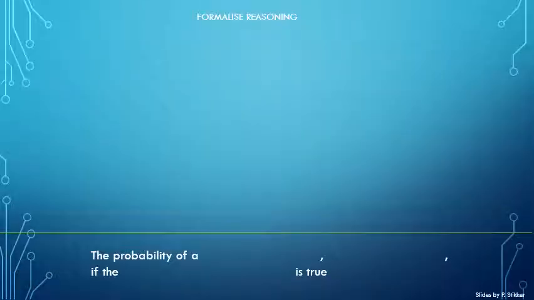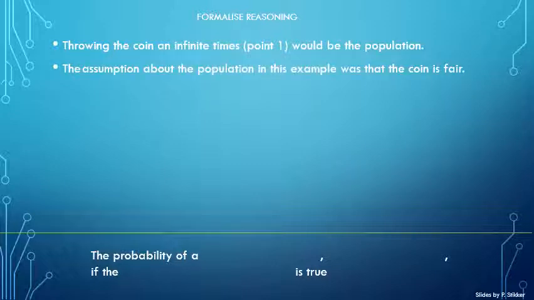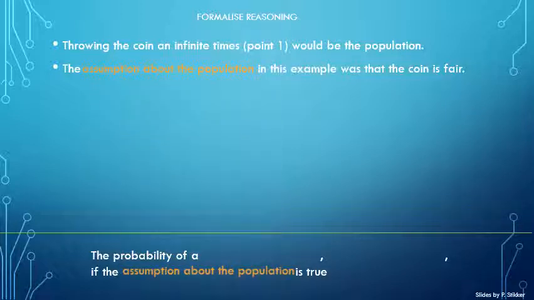So if you look at the bottom here, I have partially the definition of significance: the probability of something if the something is true. So we're going to work out our previous reasoning and fill this in further. I started with throwing the coin an infinite amount of times. That was point 1 in the previous slide. That would be the population. And the assumption about this population in this example was that the coin is fair. So the assumption about the population is what we also saw in the definition.